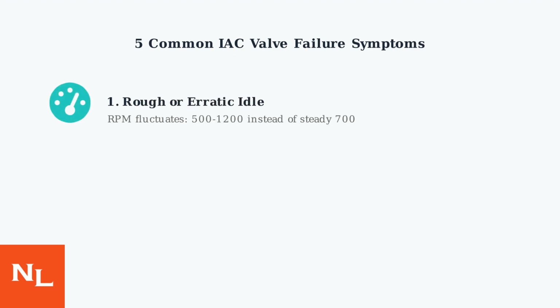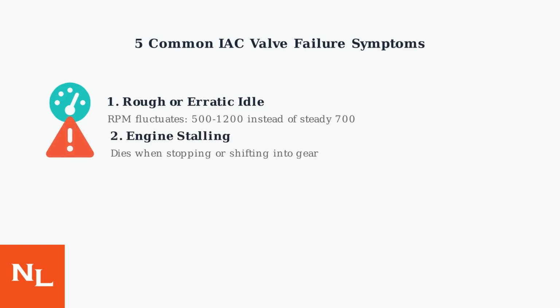First, rough or erratic idle. Instead of a steady RPM, you'll notice the engine speed fluctuating unpredictably, typically varying between 500 and 1200 RPM when it should hold steady around 700. Second, engine stalling. The engine may die unexpectedly, especially when coming to a stop at traffic lights or when shifting into gear. This creates a serious safety concern.